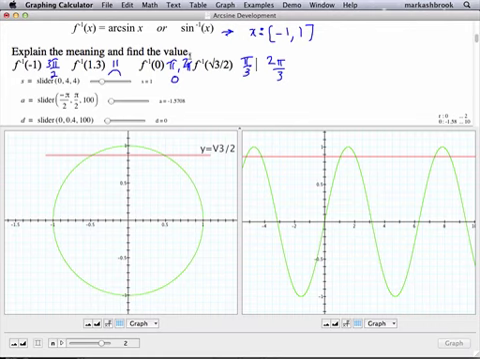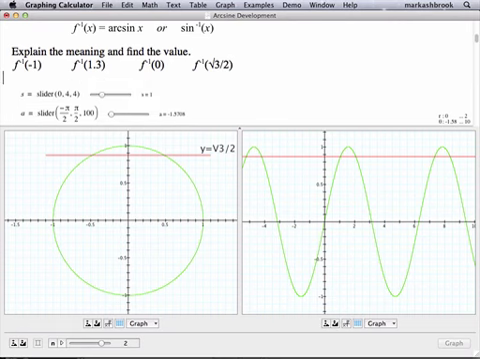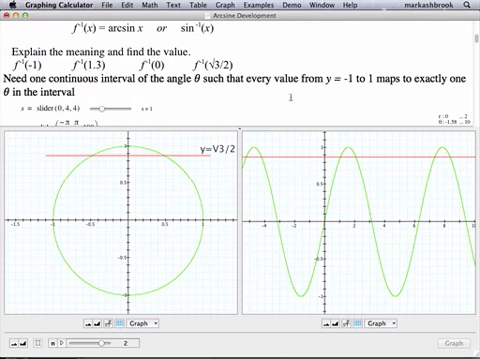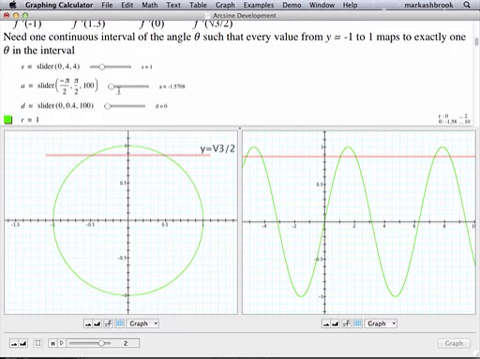So what we need is one continuous interval of the angle such that every value from -1 to 1 maps to exactly one theta. What am I saying by that? All of our possible inputs are -1 to 1. We need to get one angle out for each of those rather than an infinite number. So what can we do?